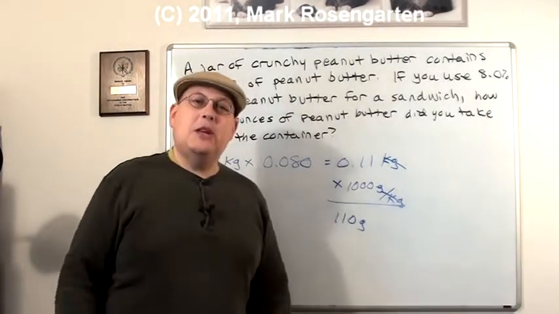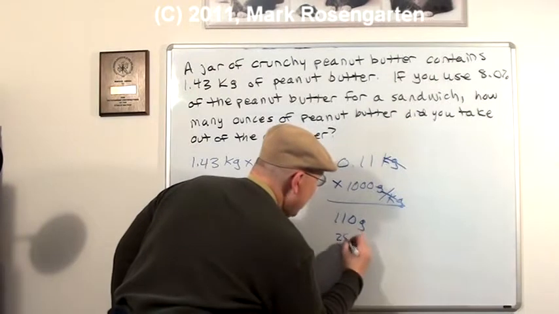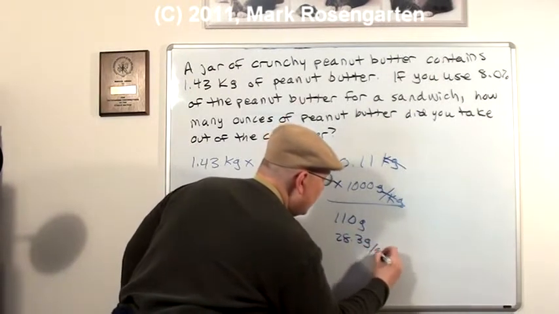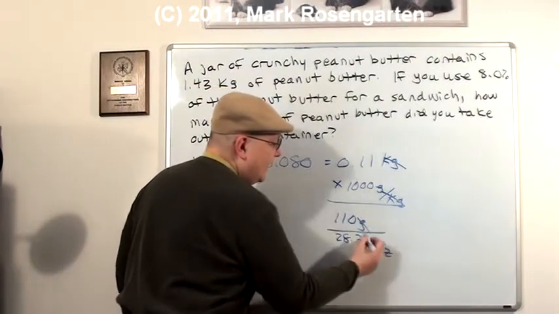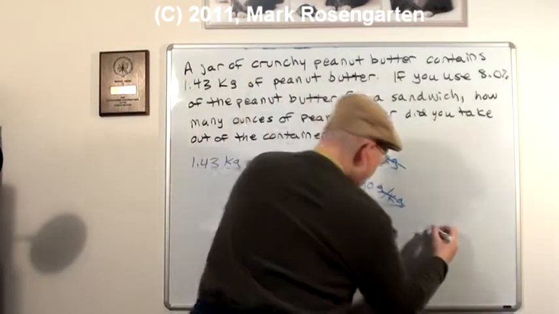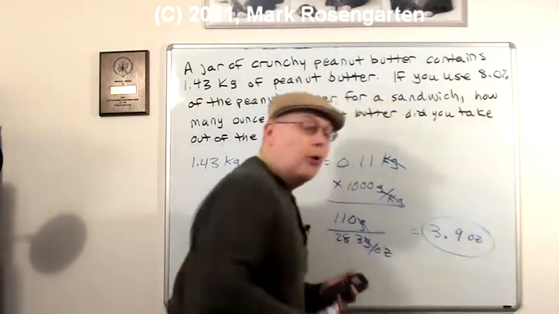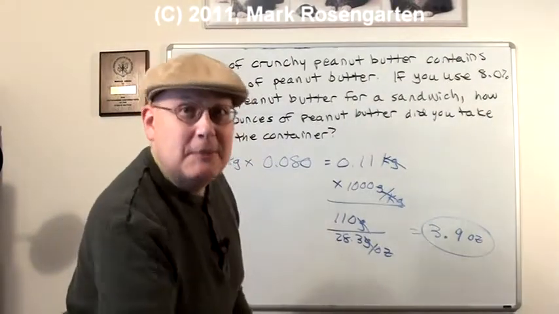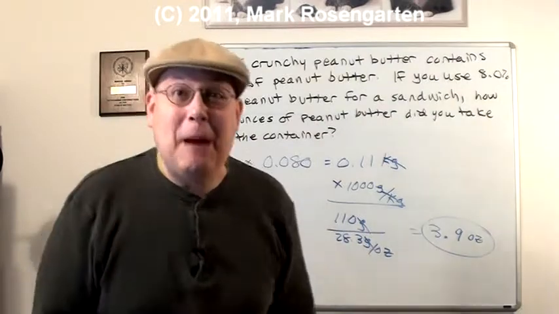Now, it turns out there's about 28.3 grams in an ounce. 28.3 grams per ounce. Now with grams in the numerator, we have to divide to cancel out grams. And this gives us 3.9 ounces. Well, 4 ounces is a quarter of a pound, so you can see my estimate was pretty dead on. 4 ounces, a quarter of a pound of peanut butter?